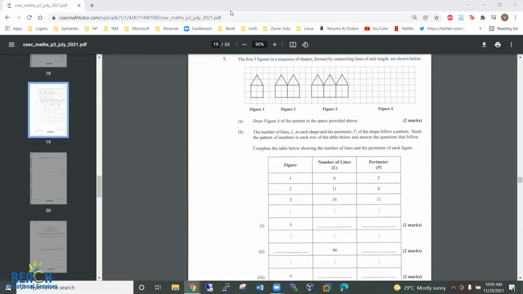So, the first three figures in the sequence of shapes are formed by connecting lines of unit length, as shown below. We have figure 1, figure 2, figure 3. They want us to find or draw figure 4. Figure 4 would basically be adding the next shape, in other words a pentagon or a house, to the sheet provided. So I'm going to go ahead and draw that. I'm on to my third and finally my fourth.